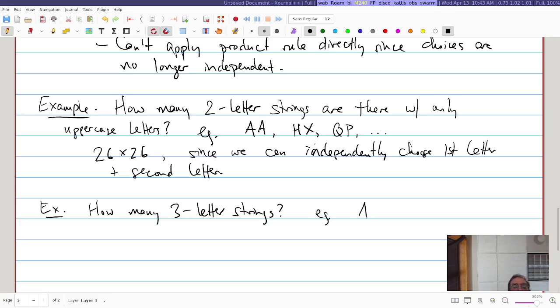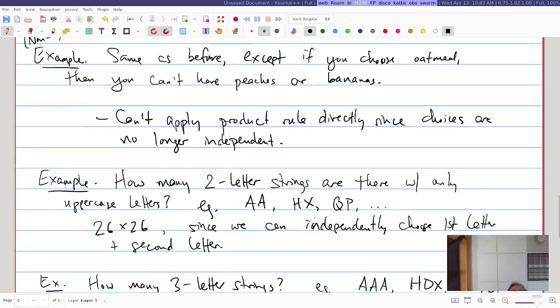know, so for example, I could have AAA, or I could have HDX, or I could have XYZ. It's going to be 26 cubed. 26 cubed, right.